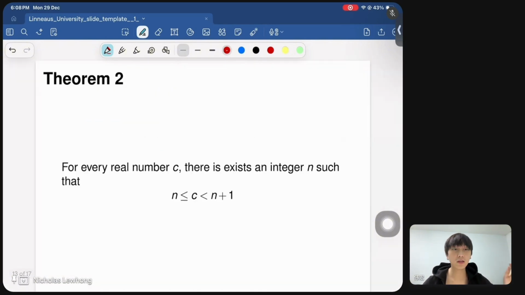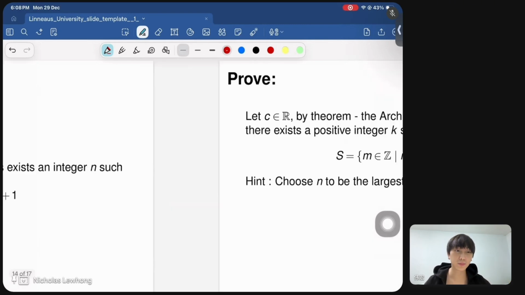So after we learn about the Archimedean 1, 2, 3, we can learn about another extended theorem. Theorem 2. For every real number c, there exists an integer n such that n smaller or equal to c smaller than n plus 1. So it's quite intuitive, right? It's a very natural way, it seems like it's correct, but how are we going to prove it?